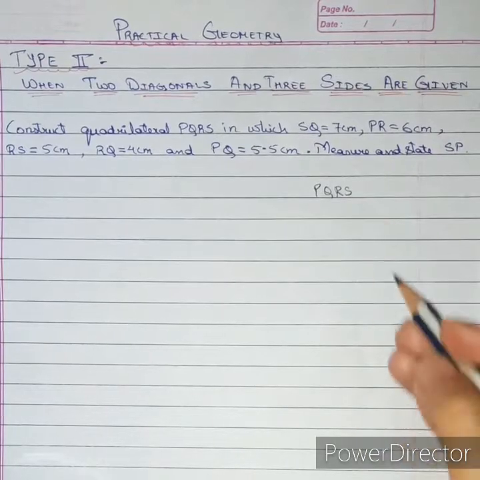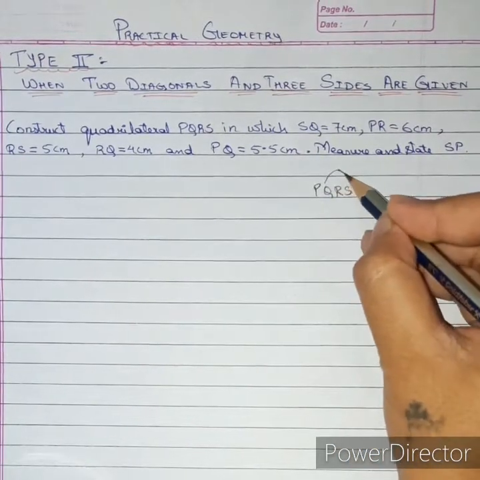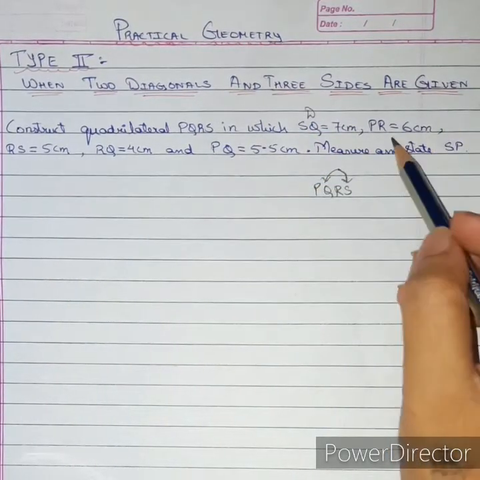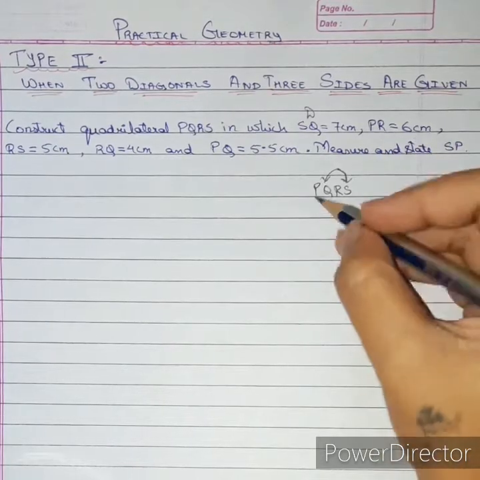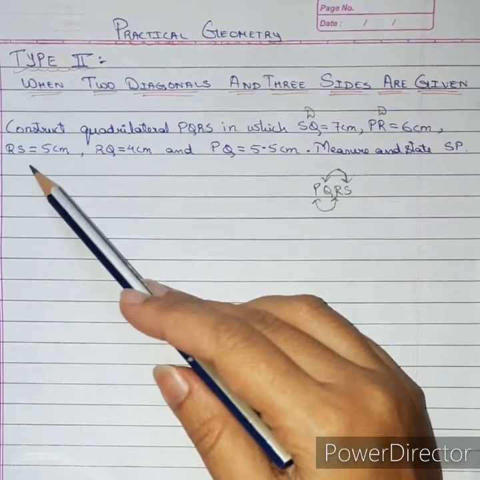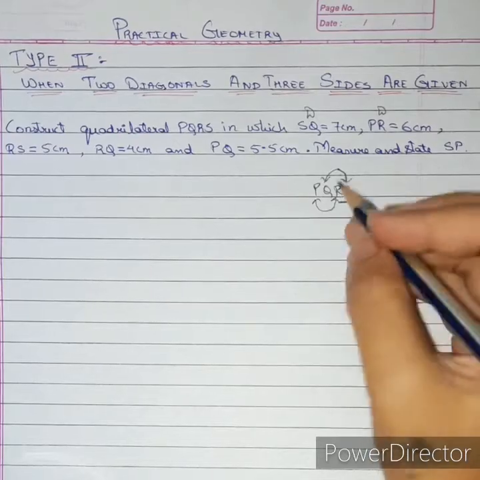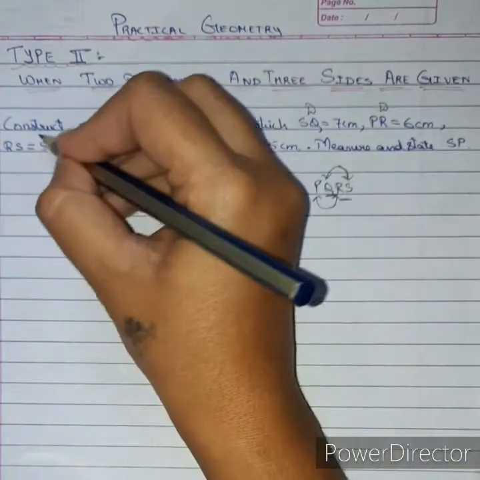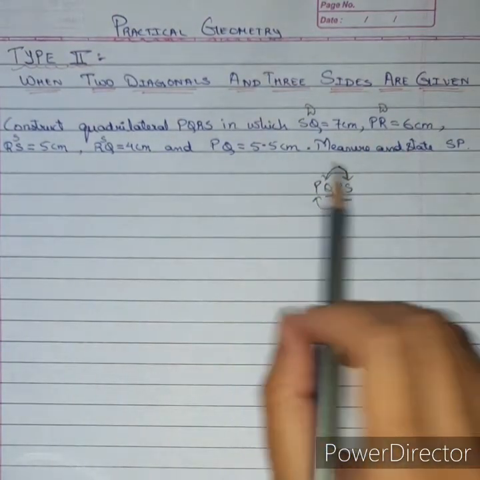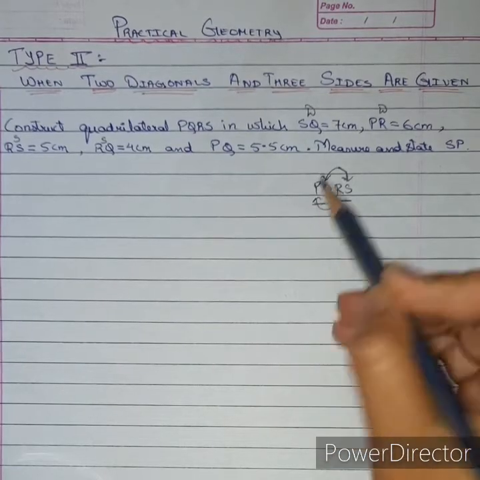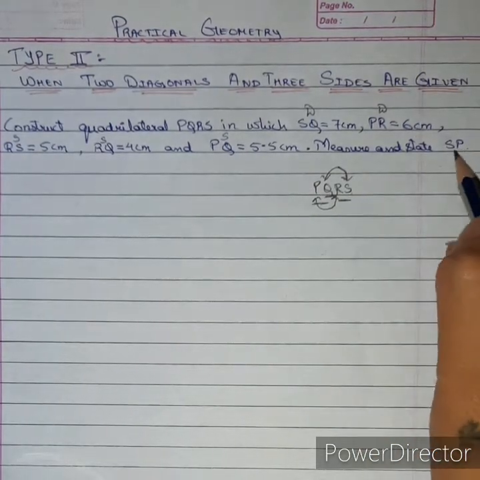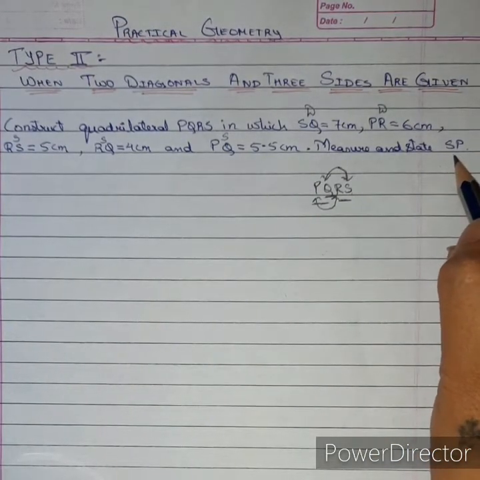SQ is between opposite vertices, so this is a diagonal. Let me mark in pencil. PR is 6 cm, PR is another diagonal. Then RS, RQ. RS is a side, RQ is also a side. Then PQ is equal to 5.5, so PQ is also a side. Measure and state SP. So SP is the fourth side which is not given. We have to find SP.